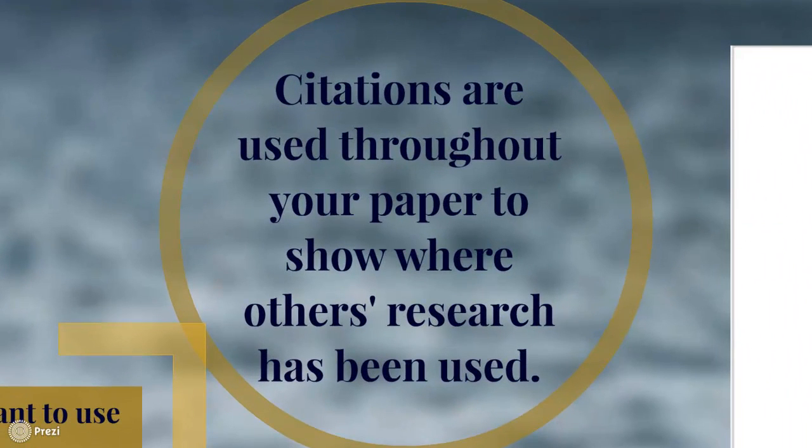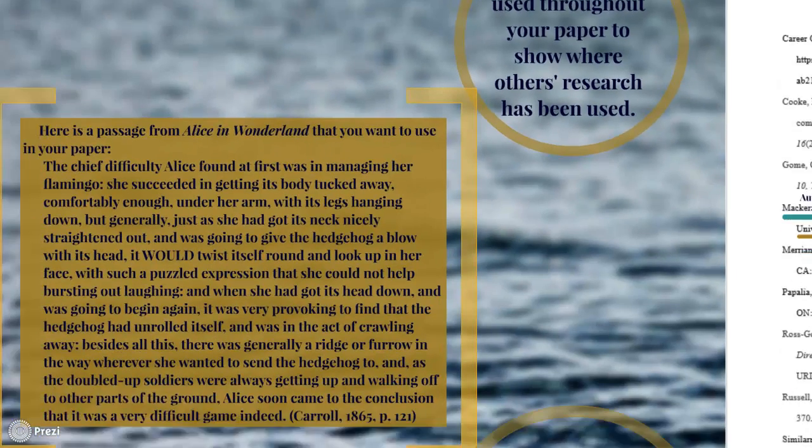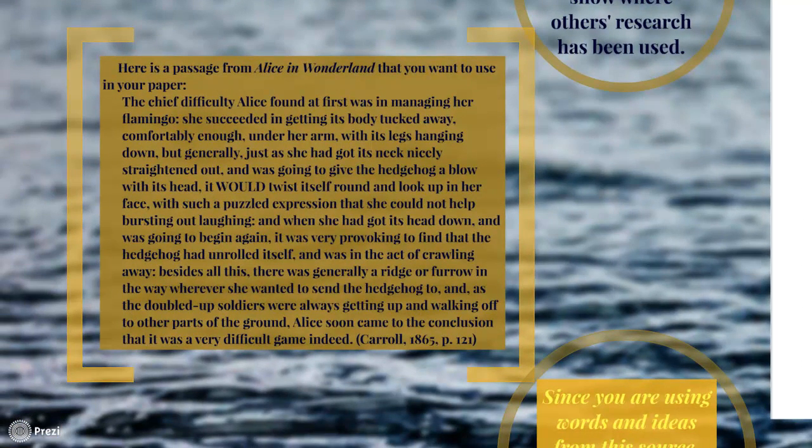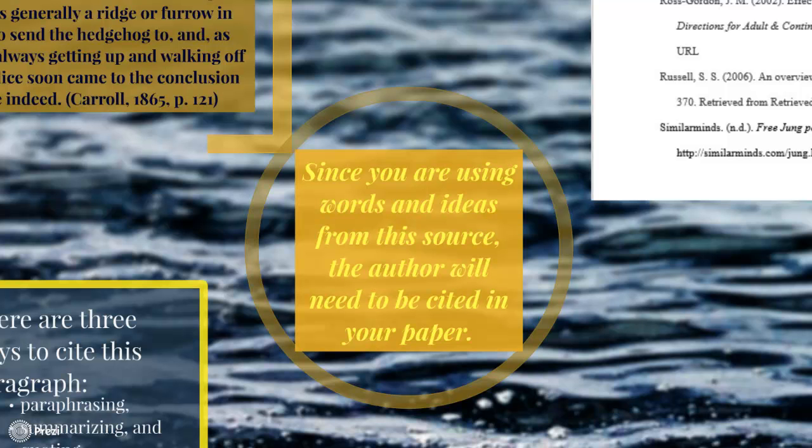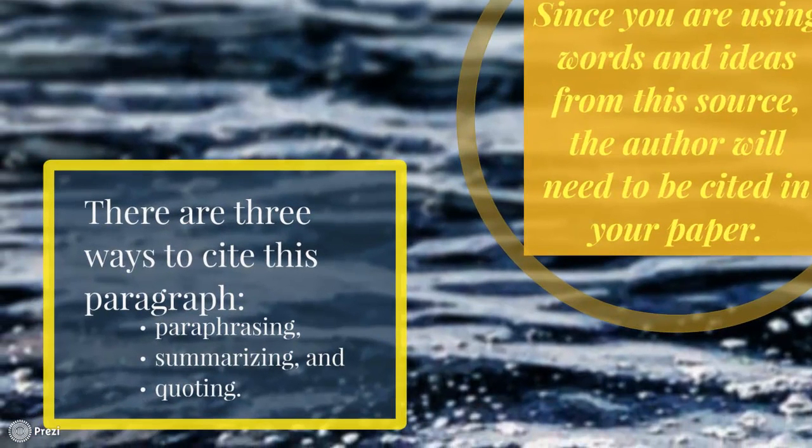Citations are used throughout your paper to show where others' research has been used. Here is a passage from Alice in Wonderland that you want to use in your paper. Since you are using words and ideas from this source, the author will need to be cited in your paper. There are 3 ways to cite this paragraph: paraphrasing, summarizing, and quoting.